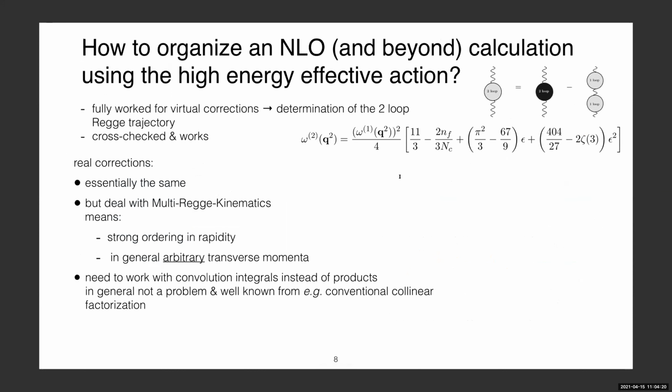Good. So how should we organize this next-to-leading order calculation in this framework? We should generally follow the picture which we have developed for the determination of the two-loop trajectory. We know that works, so we should rely on this formalism. In that case, the calculation only involved virtual corrections. Essentially the whole thing should nevertheless follow the same procedure. The only difference is that now we have to deal with the complete multi-Regge kinematics. We have various emissions which are ordered in rapidity, but which have arbitrary transverse momenta. Therefore we need to generalize our formalism to formulate it using convolution integrals instead of products, which in general is not a problem, because that also happens in other frameworks such as collinear factorization. So again, we just have to generalize our formalism in an appropriate way. There's nothing big to happen.